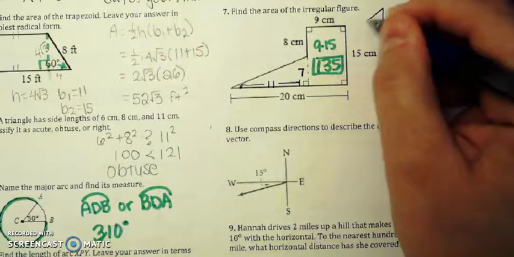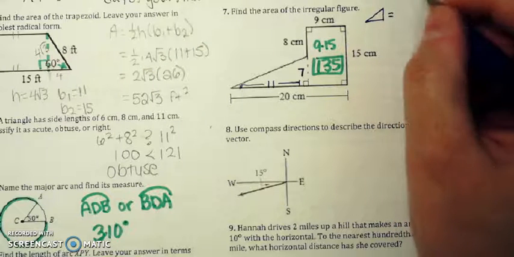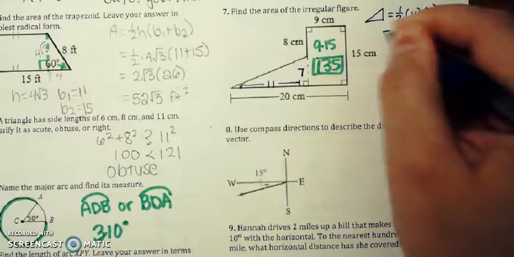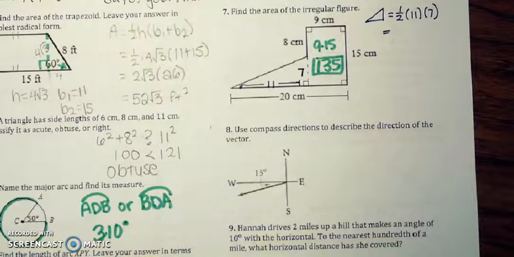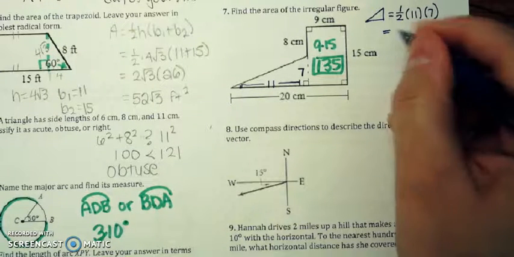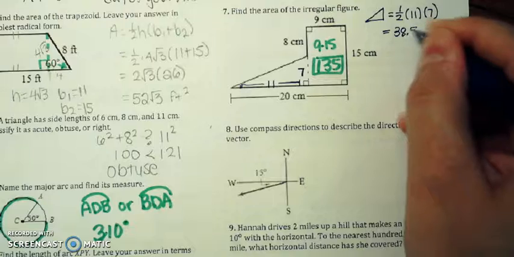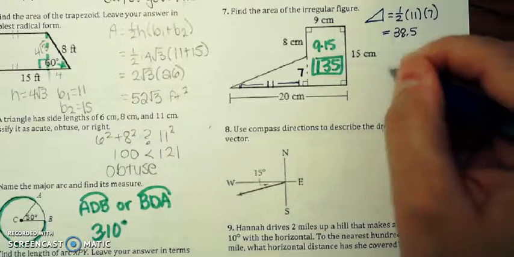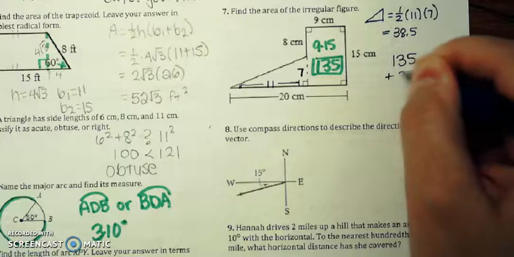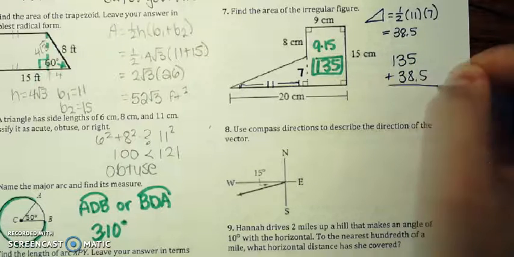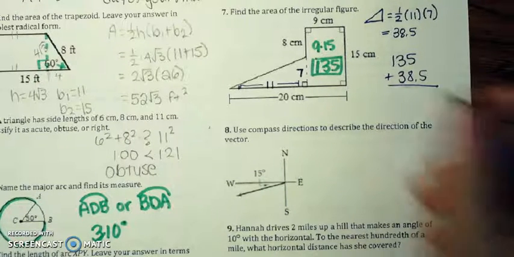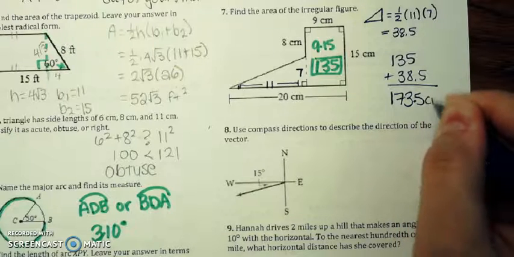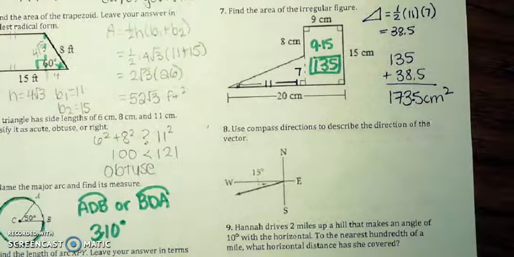Now for your triangle area, don't forget it's 1/2 the base times the height. So I'm going to have half of 77 there, which is 38.5. That's going to be the area of the triangle. So what we want to do for the area of the total figure, 135 plus the 38.5, which is going to give us 173.5, and then centimeters squared since we're talking about area.